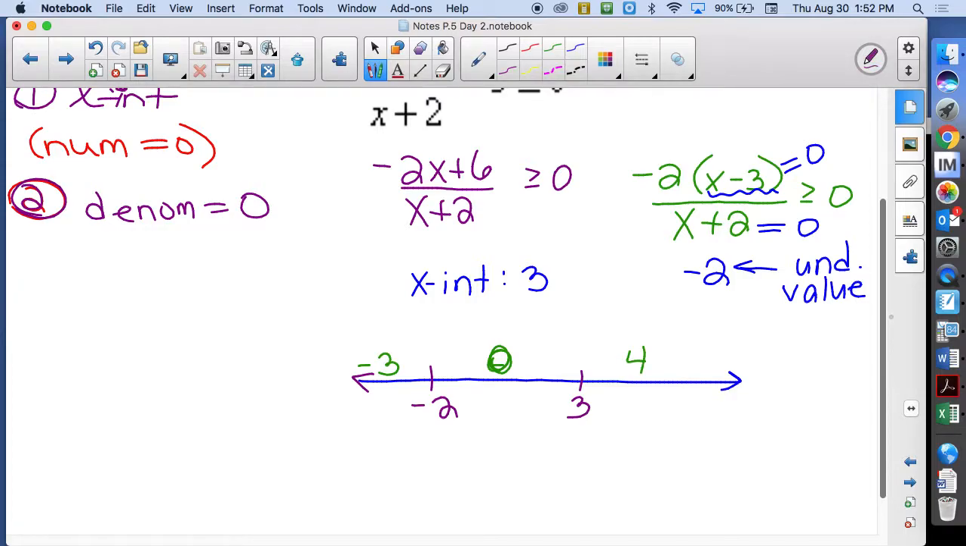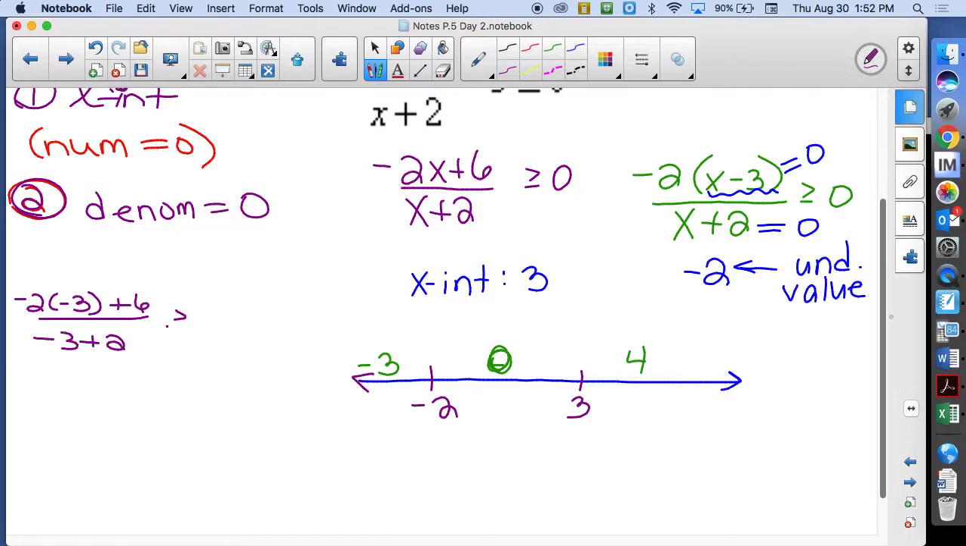So you might want to plug it into the one that's not simplified. Like that might make it easier. Or maybe either one of these. I would pick one of those and plug it in. I wouldn't use the original inequality. So you're taking -3 and you're plugging it into one of them. I'm going to plug it into the unsimplified. So -2 times -3 plus 6 divided by -3 plus 2.